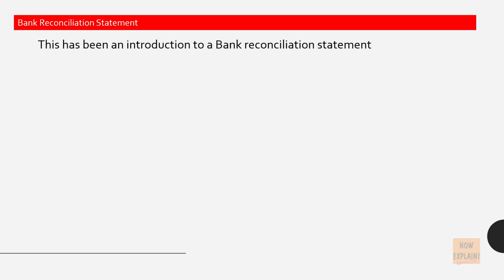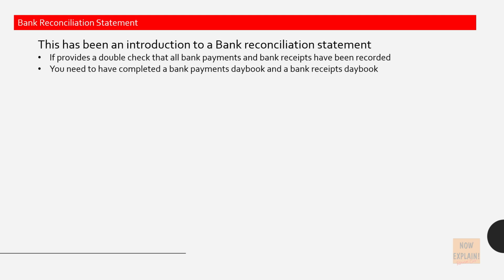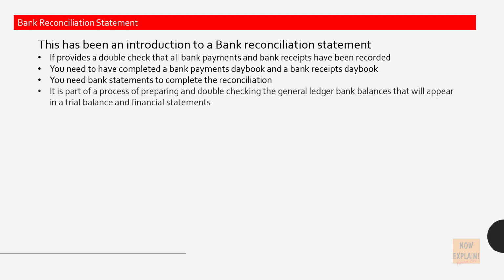This has been an introduction to a bank reconciliation statement. It provides a double check that all bank payments and bank receipts have been recorded. You need to have completed a bank payments daybook and a bank receipts daybook. You need bank statements to complete the reconciliation. It is part of a process of preparing and double checking the general ledger bank balances that will appear in the trial balance and financial statements.